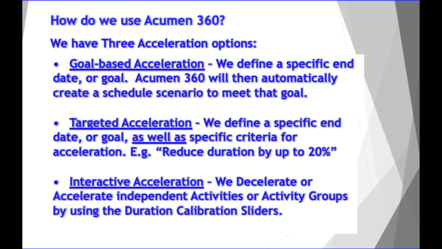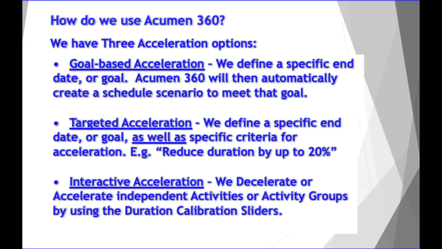Acumen 360 provides 3 acceleration options. The first is goal-based acceleration. This allows us to define a specific end date or goal. Acumen 360 will then automatically create a schedule scenario to meet that goal.